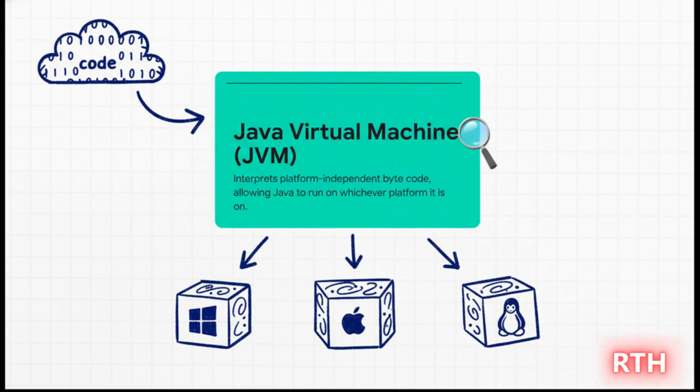The best way to think about the JVM is as a universal translator. See, every operating system, whether it's Windows, Mac, or Linux, gets its own special JVM. This is huge, because it means you don't write your code for a specific computer. You write it just once for the JVM, and the JVM handles all the translating for you.